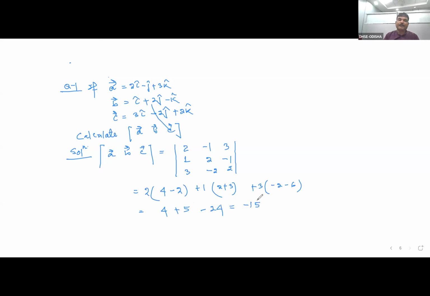Okay. Quickly note it down. Then come to geometrical interpretation of scalar triple product.